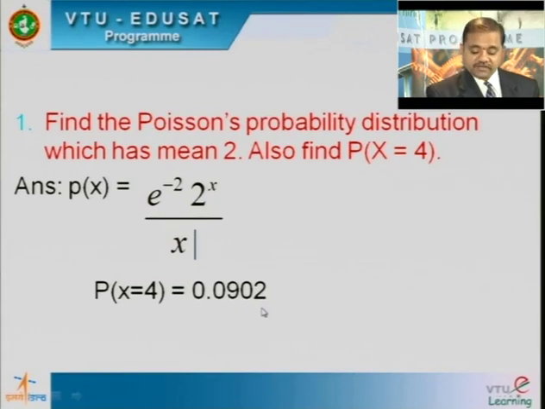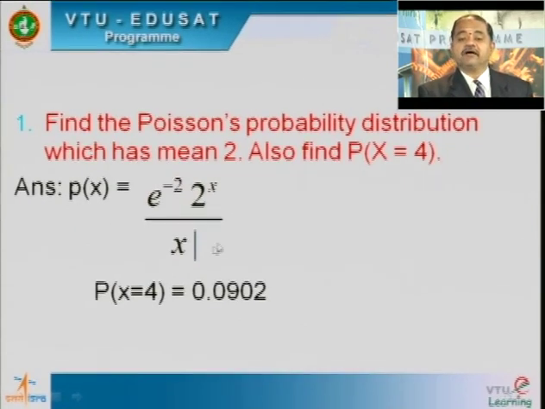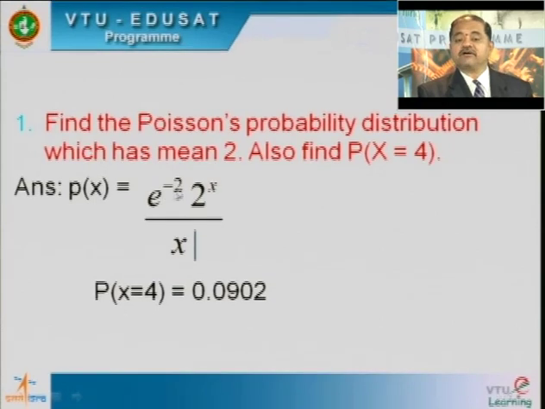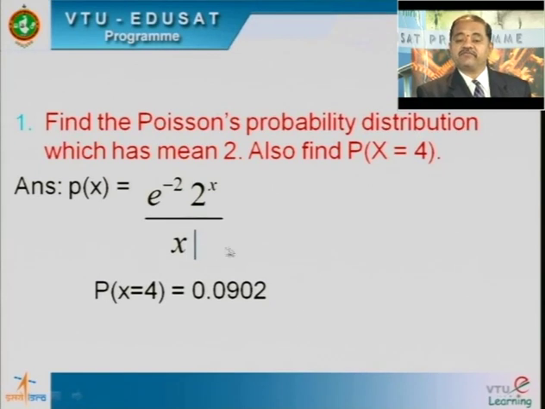0.0902. See one thing, in a few textbooks, the answers are given in terms of e power minus 2 only. Please don't write the answers like that, because the exponential values are available in a calculator. So completely calculate this function, putting x is equal to 4, because in a calculator you can type everything. So e power minus 2, 2 power 4 by 4 factorial gives this result, 0.0902. Don't write the answers in terms of exponentials. We want the complete answer, to see that the probability lies between 0 and 1.